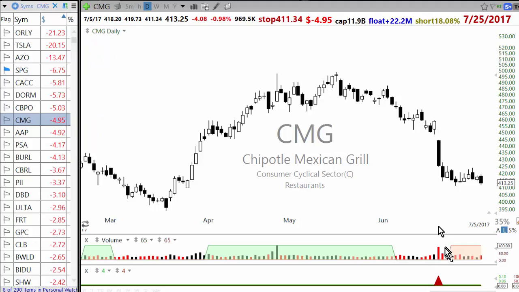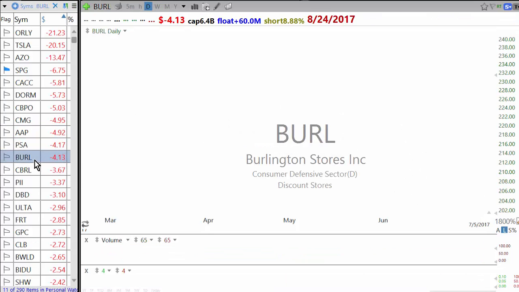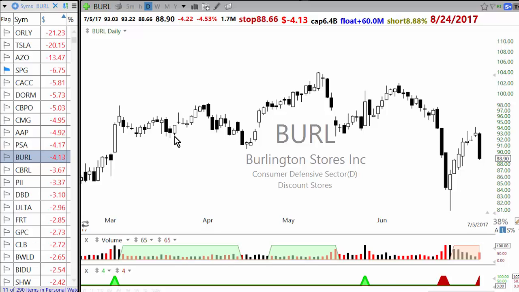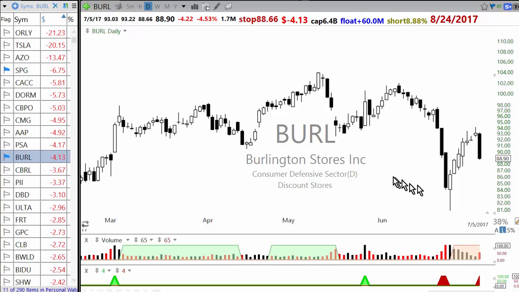Here there was a big high volume breakdown, and the stock is moving in that direction. Again, Advanced Auto Parts, a continuation kind of move, but not a good setup. Burlington Stores, this is a good setup. See here, the first leg was down, then this counter trend move which failed. So that's a setup which is likely to work.